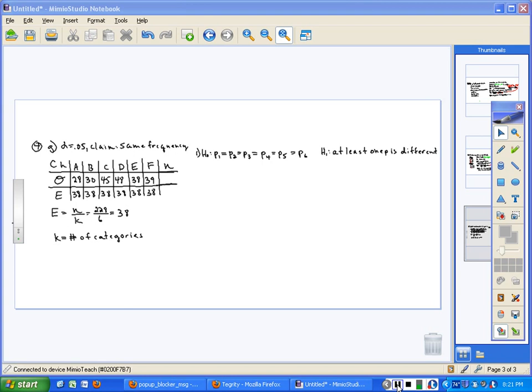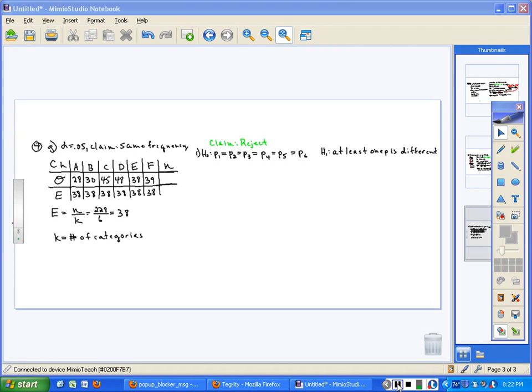Well, our claim was same frequency. So looking at these 2 choices, the claim is in H0 again, and the magic word is reject, or the ditto.